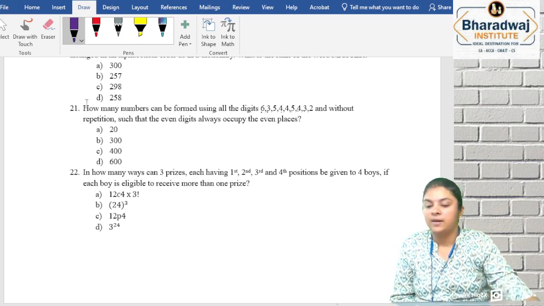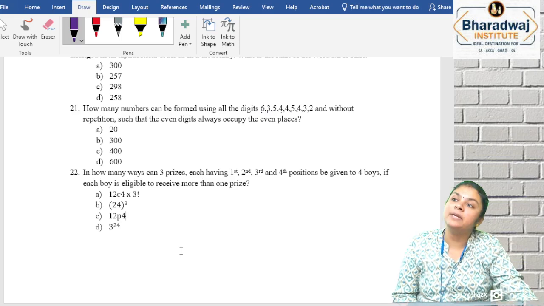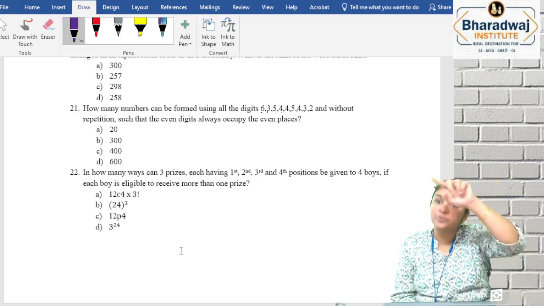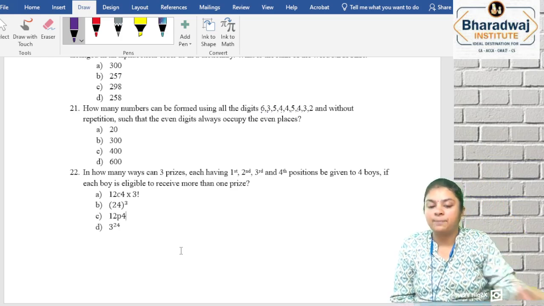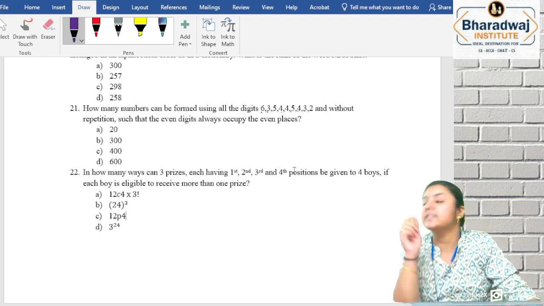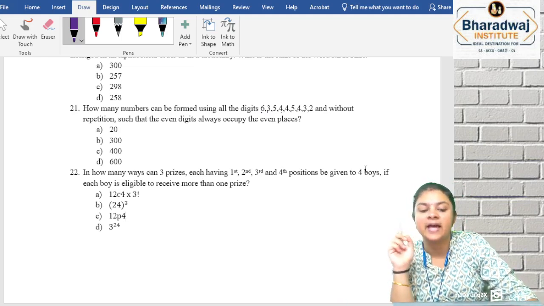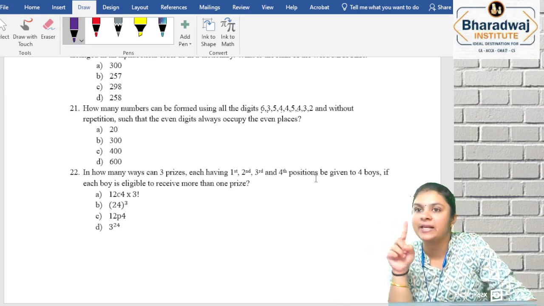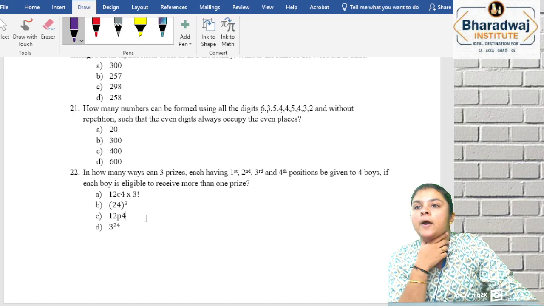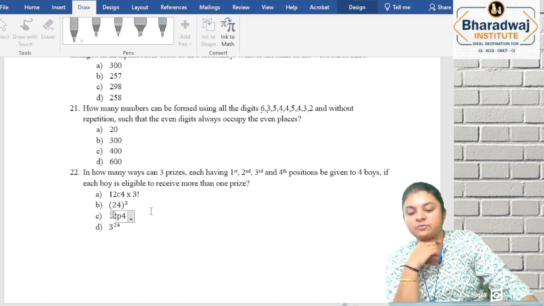This is normal. But they are saying 3 prizes having 4 positions each. So totally how many prizes are there? 3 into 4, 12 prizes are there, given to 4 boys. Same rule applies. So the number of prizes available is 12. N is equal to 12. Answer is 12 to the power 4. Okay, actually 12 to the power 4.